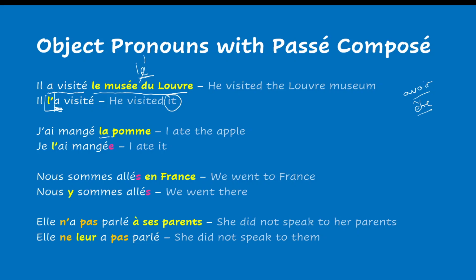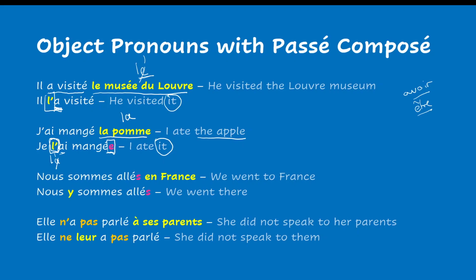J'ai mangé la pomme, I ate the apple. The pronoun would be la. Je l'ai mangé, same thing here. We have a vowel. The la becomes l'. And again, we put the pronoun in front of the auxiliary. Je l'ai mangé, I ate it. We have a feminine here. This is not the subject because you see here we have no agreement. We put that e, the feminine agreement, because of la pomme.